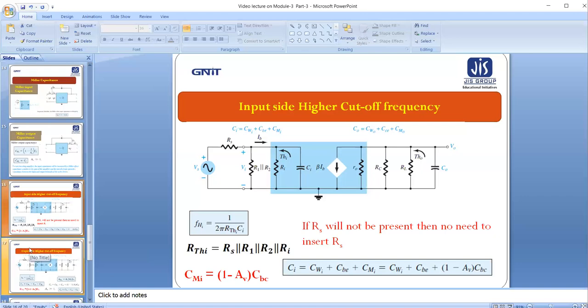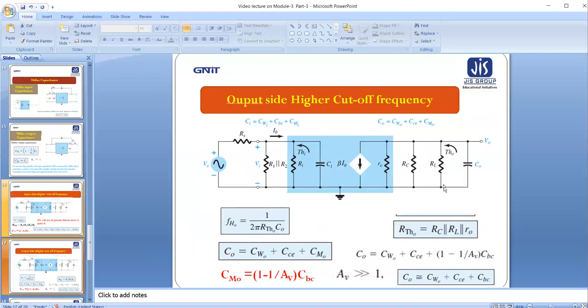We can get the first higher cutoff frequency. Now for the output side higher cutoff frequency, we see that these three resistances are in parallel. Therefore FH0 equals 1 by 2 pi RTH0 C0, where RTH0 is the output side Thevenin resistance. These are the parallel combination of R0, RC, RL, which is also parallel with this output capacitor. So the cutoff frequency will be 1 by 2 pi RTH0 into C0, where C0 equals CW0 plus CCE plus CM0.